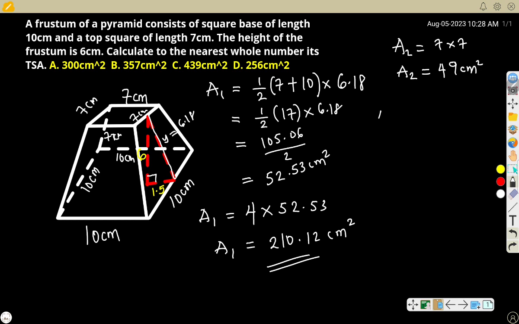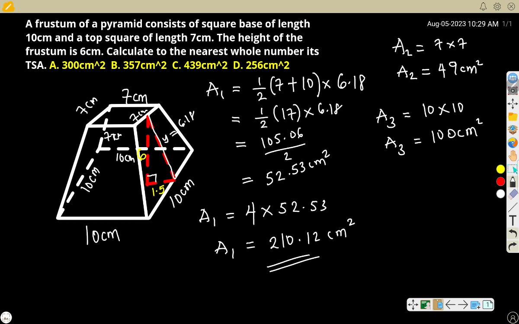Then A3, the base square, each side is 10. So that one too will be 10 times 10, because the area of a square is length times length. So that will be 100 centimeter square.